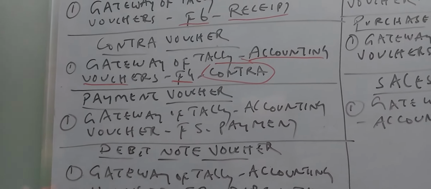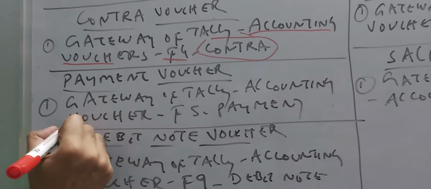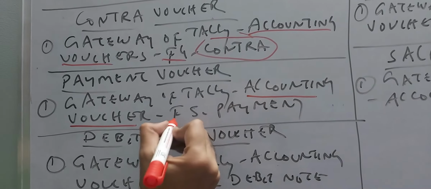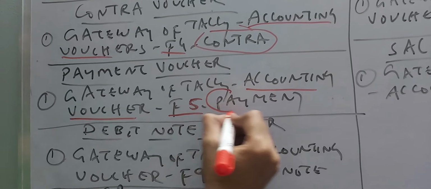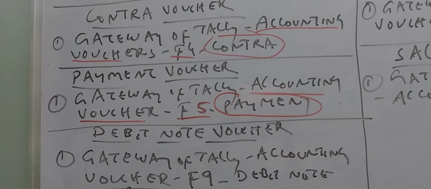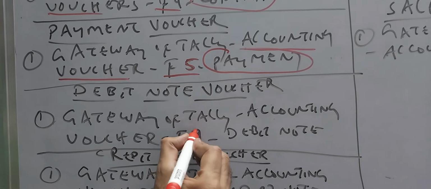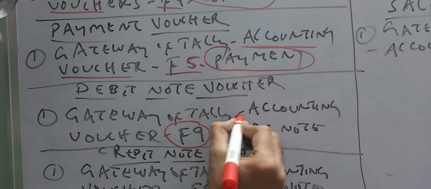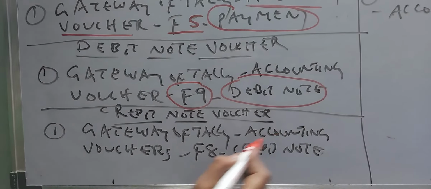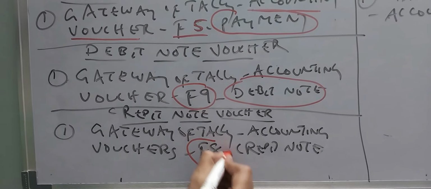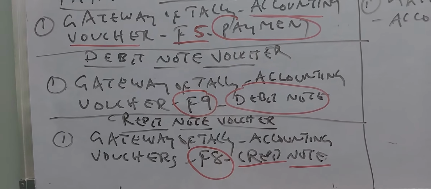Okay. Then for payment voucher, gateway of Tally, same accounting vouchers. Press F5. F5 is a payment voucher. For debit note voucher, that is purchase returns, from gateway of Tally, go for accounting vouchers. Press F9. F9 is called the debit note voucher. Similarly, for credit note voucher, from gateway of Tally, go for accounting vouchers. Press F8. That is called the credit note voucher, like the sales returns voucher.